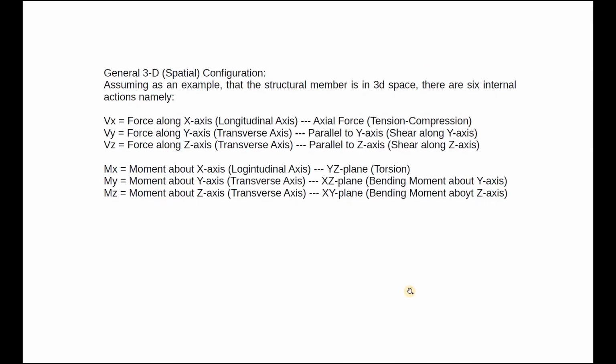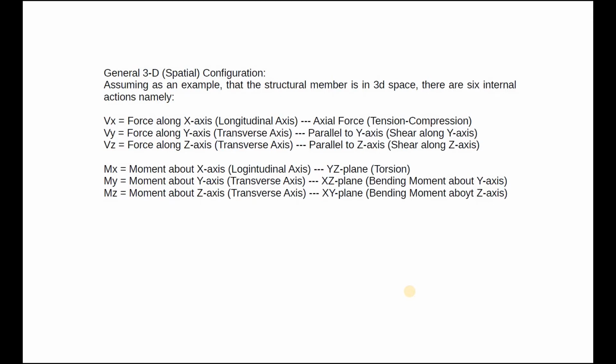Continuing our example where our structural member is aligned along x-axis, we can now represent each internal action based on the corresponding axis about which it is defined. For example, we can define Vx as axial force that's of compression or tension in nature, Vy as shear force in the direction of y-axis, and Vz as shear force in the direction of z-axis.